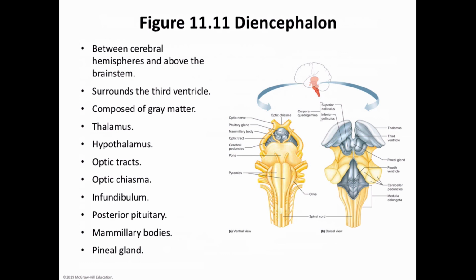The diencephalon includes the thalamus, hypothalamus, and epithalamus. It develops from the posterior forebrain and is located between the cerebral hemispheres, and it is superior to the brainstem. So in the diencephalon, there's a dense mass called the thalamus. I did say it, the thalamus.